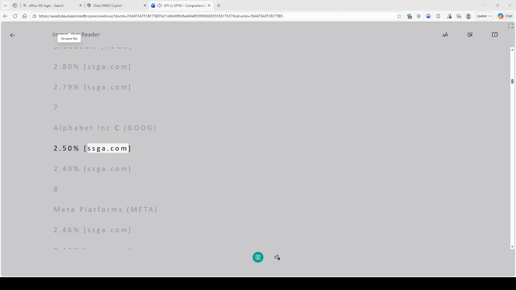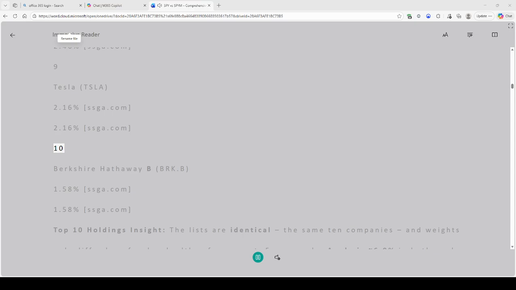2.5%, 2.49%. 8. Meta Platforms, META. 2.46%, 2.46%. 9. Tesla, TSLA. 2.16%, 2.16%. 10. Berkshire Hathaway B, BRK.B. 1.58%, 1.58%. Top 10 Holdings Insight.